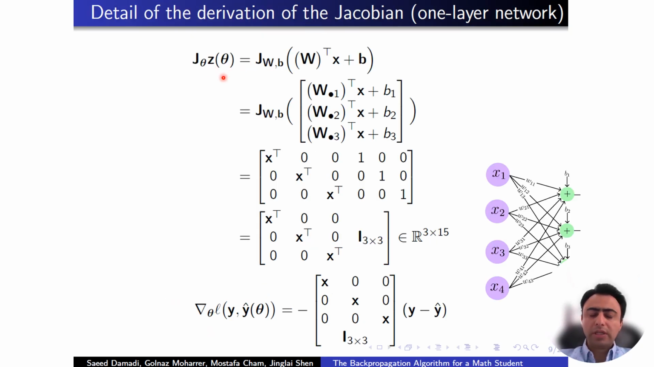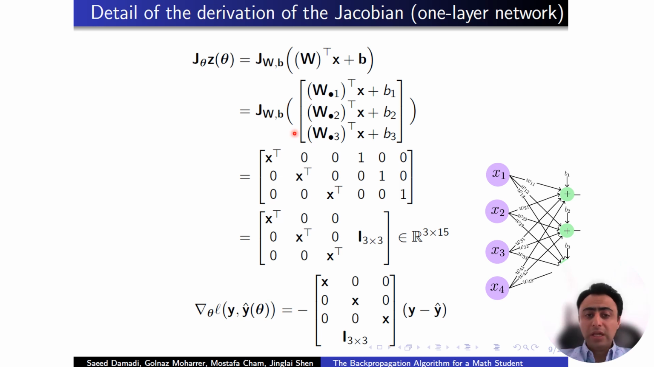Remember that we calculated the second part, and now we want to find the first part, which is the Jacobian, and then we take the transpose of this and multiply by the second part in order to get the gradient. Notice that z is a function of W transpose times x plus b, and this can be broken into three terms, and each term involves each column of the W matrix. So once we have this, we can simplify and then find the Jacobian.